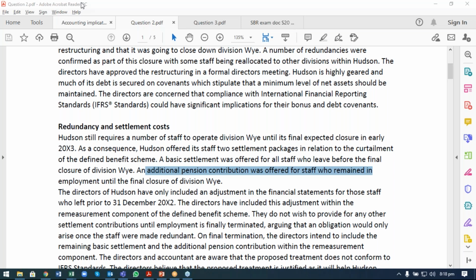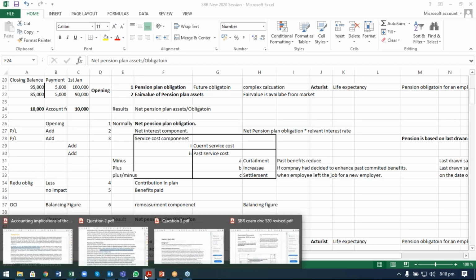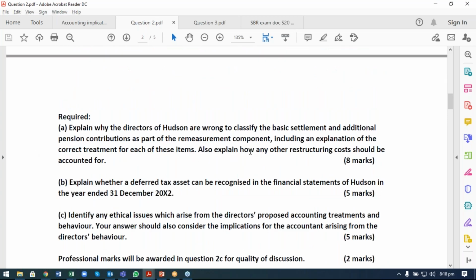Past service cost component includes anything that was already committed by the employer in previous years, not within the current year. So the employer is going to change the past committed benefits to the employee, not just because of the current year, right? If this is clear to everyone, I'll be looking into the next portion, which was the other thing, restructuring costs.